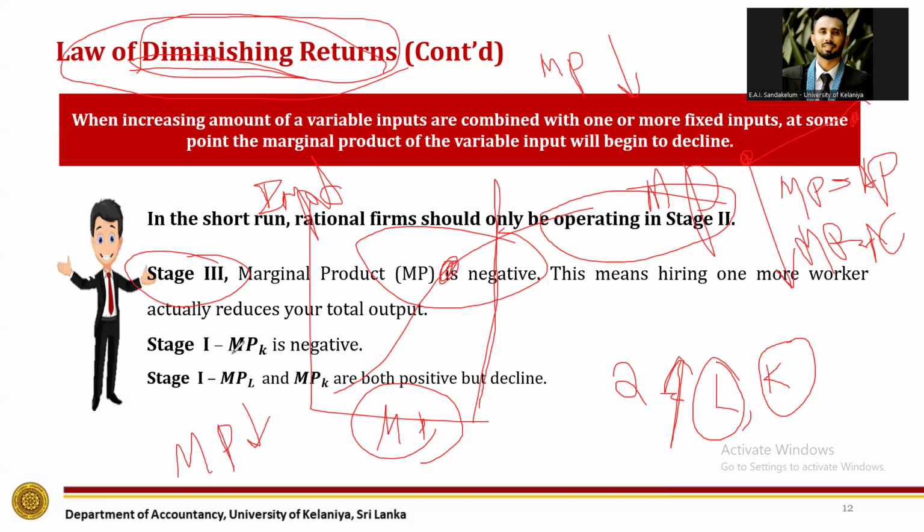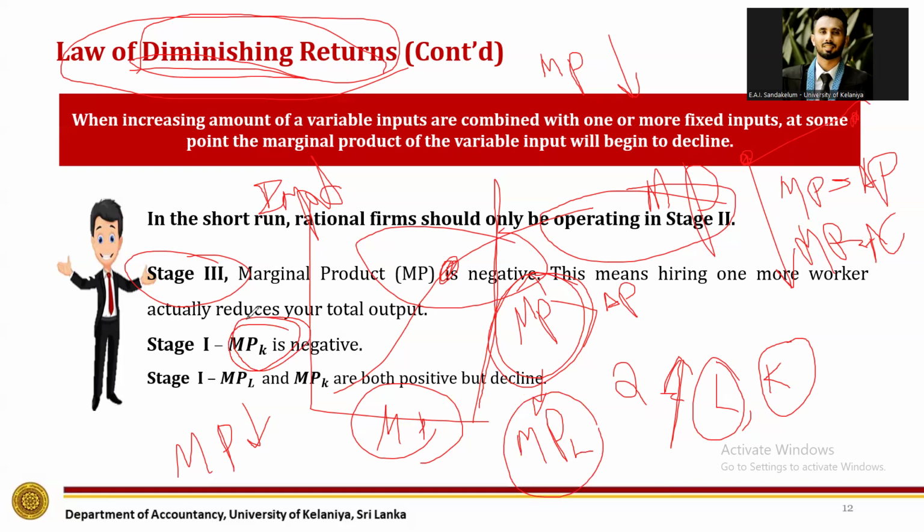Stage 1, the MP is higher than the AP. You can say yes, MP is higher than the AP, but within the short run, we can change only the labor part. So without changing the labor part, MPL achieves the highest, but MPK becomes negative.